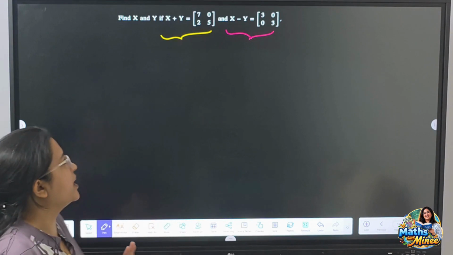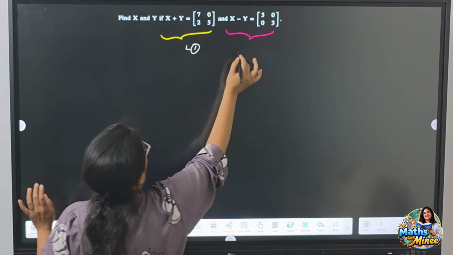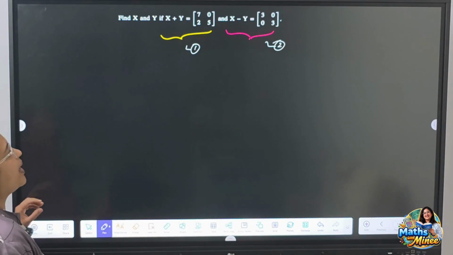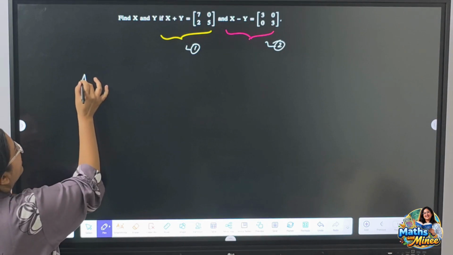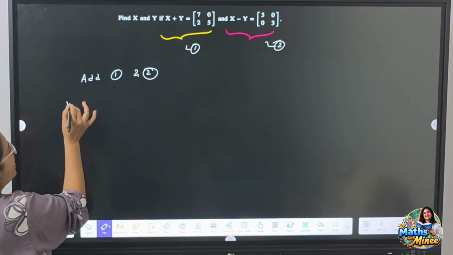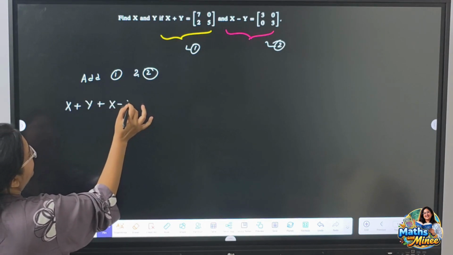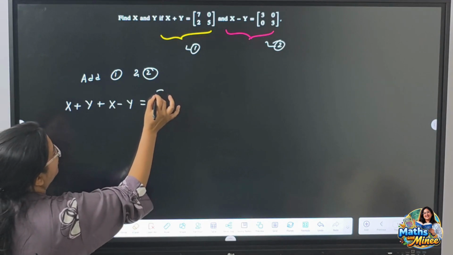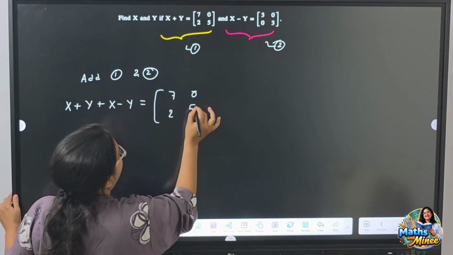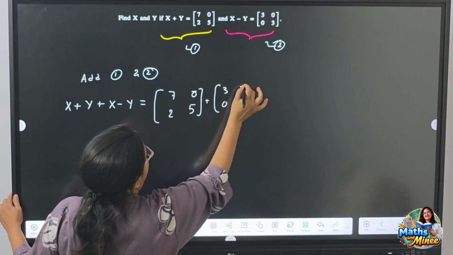यहाँ पे भी हम कुछ यही करेंगे. What we will do, let us say मैं इसको नाम दे रही हूँ, this is my 1 and this is my second equation, क्योंकि इक्वल है इसलिए इक्वेशन तो है. So what I am going to do, first add 1 and 2, right? So x plus y plus x minus y, which is equal to, we need to add the matrices also. So 7, 0, 2, 5 plus 3, 0, 0, 3.